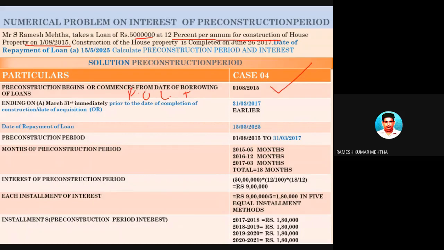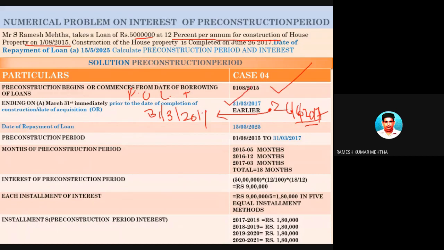The construction of the house property was completed on 26/6/2017. The construction came into picture on 26/6/2017. So what I am supposed to do, whatever date is there, go back and find out where the financial year ending is. So 31st March 2017. So step number 2.